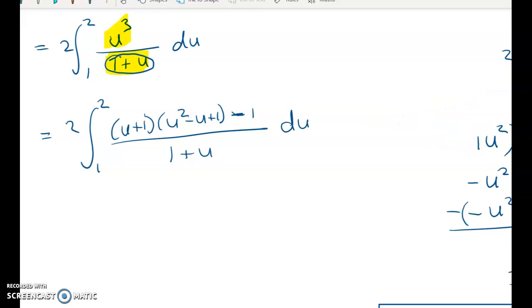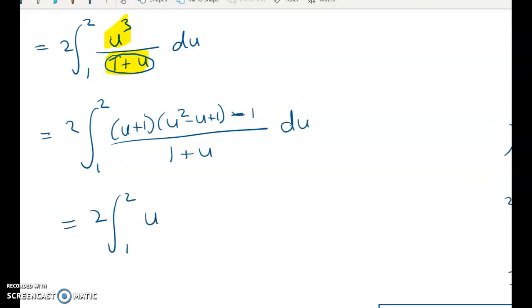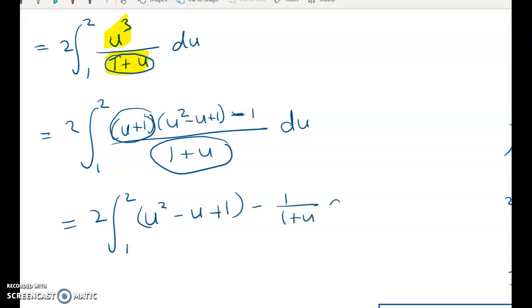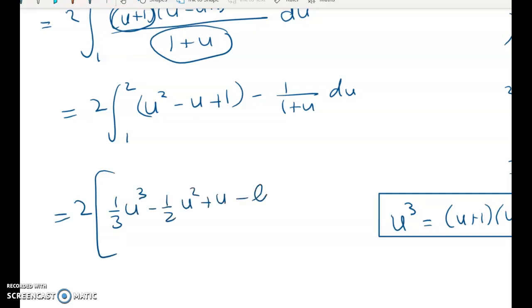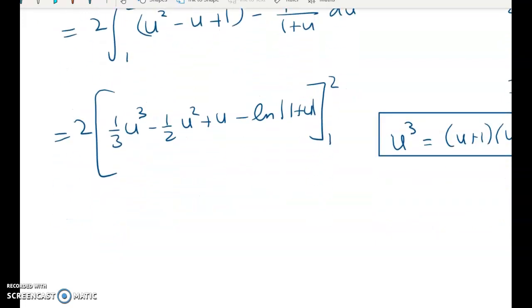Just get rid of this off to the side. And this suddenly becomes a really easy integral to work with, because this and this are going to simplify away, and I get u squared minus u plus 1 minus 1 over 1 plus u, which is also a really easy integral. So for my final thing, I'm going to have 1/3 of u cubed minus 1/2 of u squared plus u minus the natural log of 1 plus u, evaluated at 2 and 1.